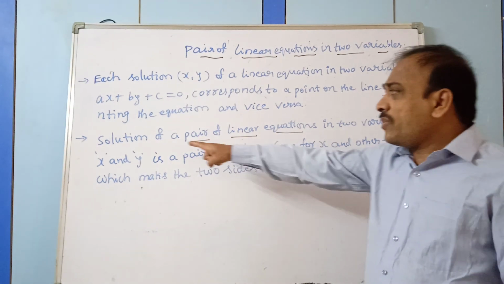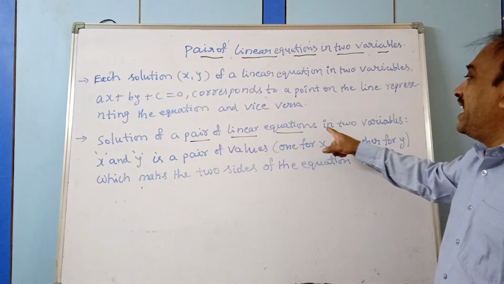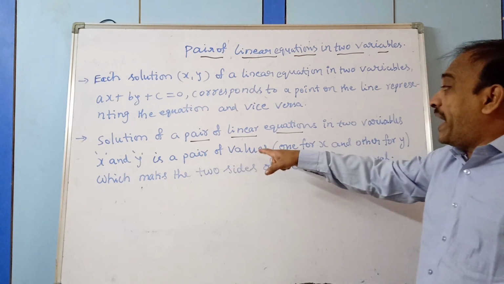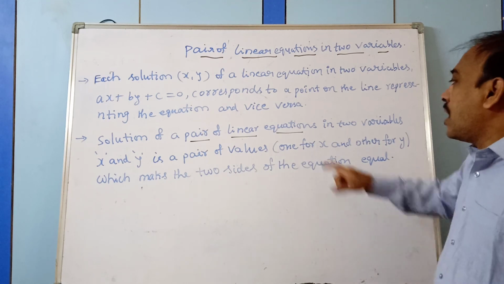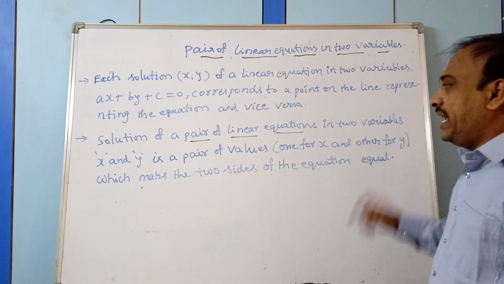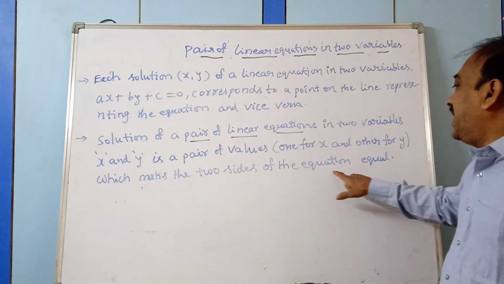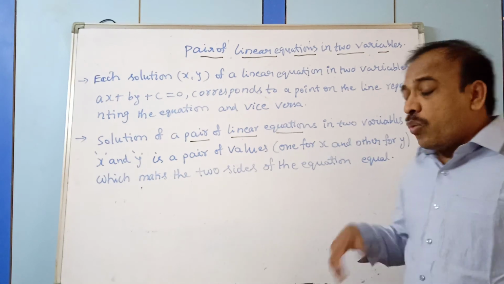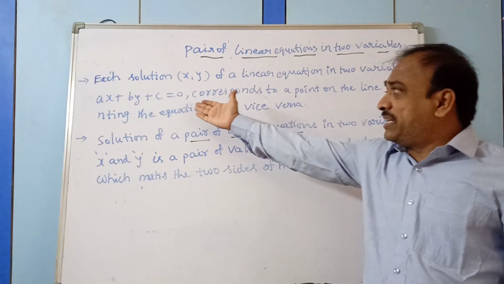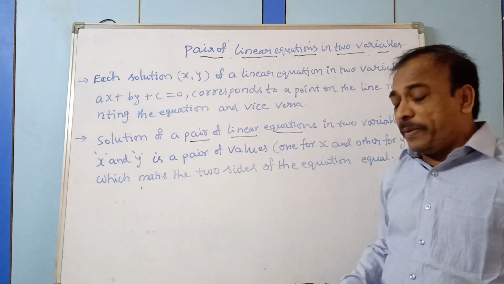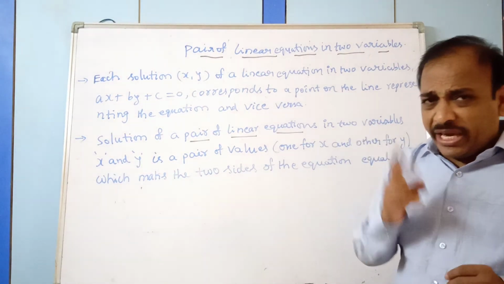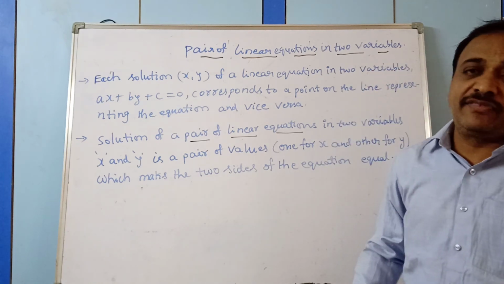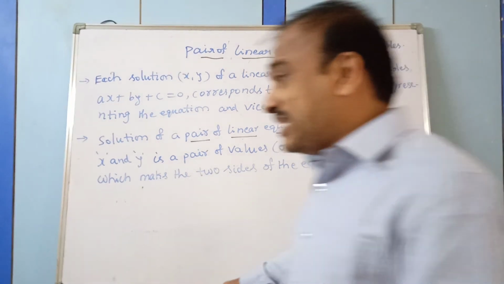Now you see, the solution of a pair of linear equations in two variables x and y is a pair of values, one for x and another for y, which makes the two sides of the equation equal. Same way as ax plus by plus c equal to 0. Similarly, a pair of linear equations means two equations, so for both equations, only that particular value of x and y will satisfy.